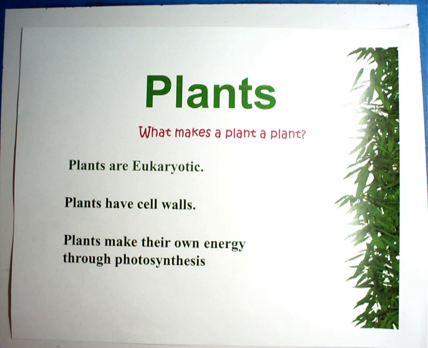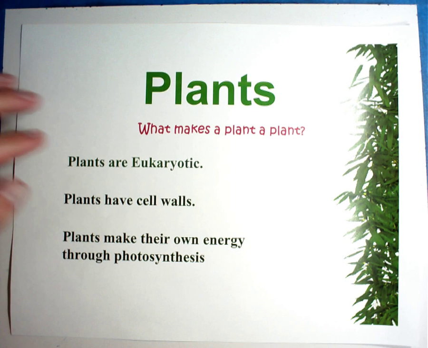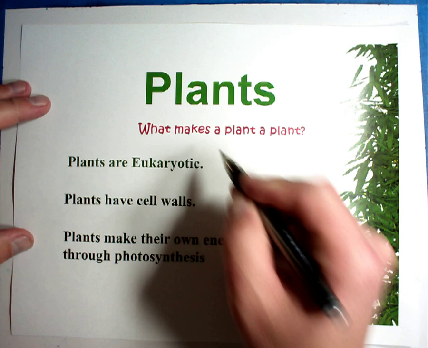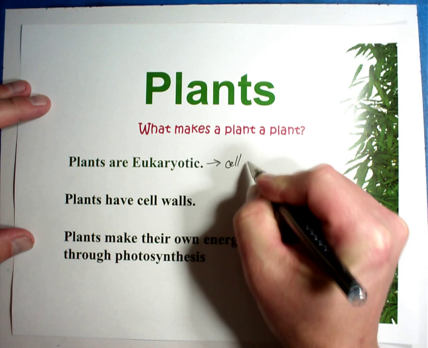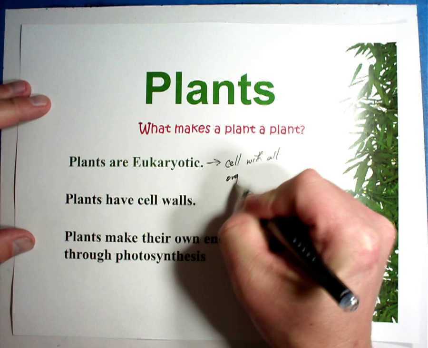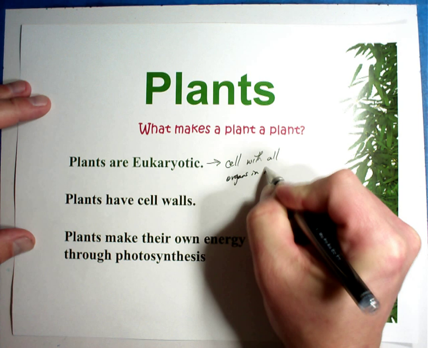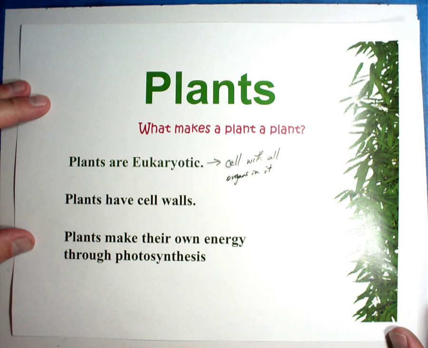In this video, we're going to talk about the generalities of plants. This first video is going to be pretty generic because we're going to talk about what makes a plant a plant. For example, plants are eukaryotic. Now, as a reminder, there are eukaryotic and prokaryotic. What that means is they have a cell with all organs in it. It's self-sustaining. It can sustain itself.